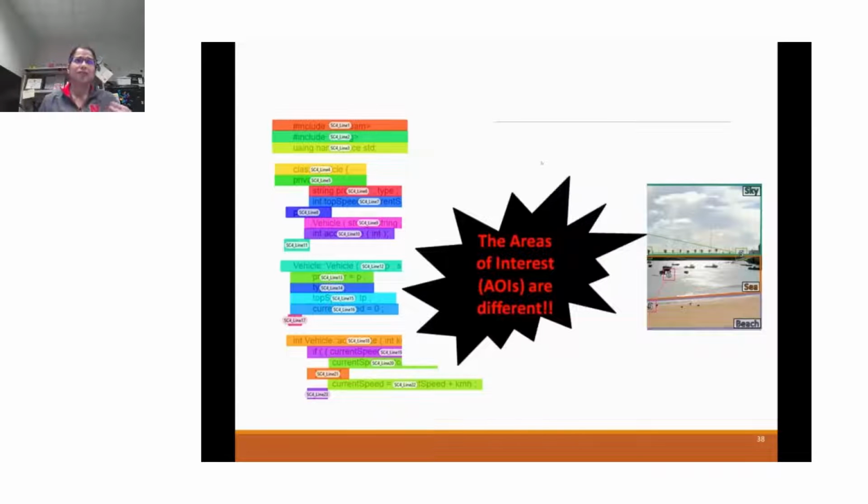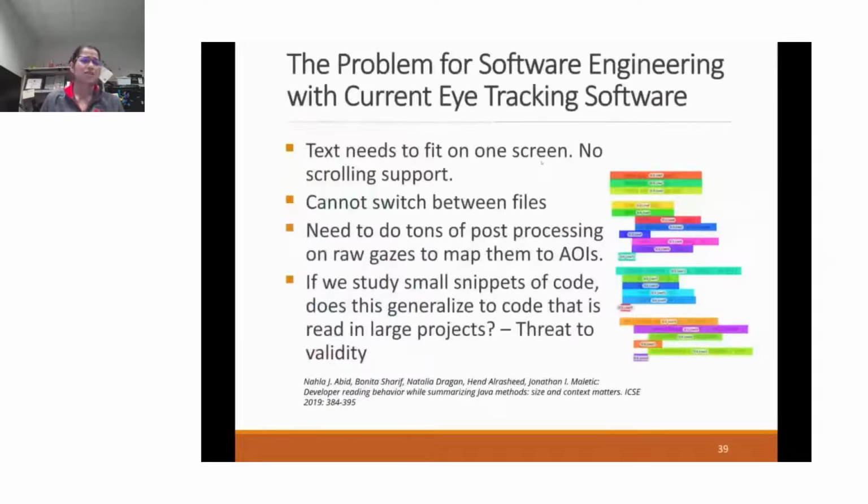Okay. So the problem for me when I was a student, this was in 2010, is whatever studies that needed to be done had to have the code fit on one screen. You could not scroll, you could not switch between files. You had to do a ton of post-processing, literally draw circles and rectangles and shapes to create your areas of interest and then map them and do an export. And trust me, it is not very fun to export these large, sparse matrices from Tobii Studio. It is very ugly, actually.